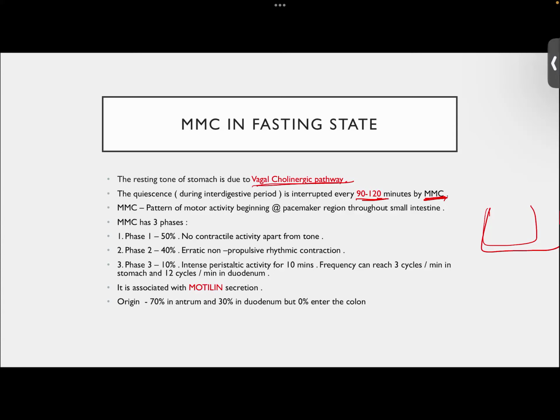Phase 1 is around 50% of it. There's no contractile activity apart from the tone. So in phase 1, all you have is the vagal tone. That's literally all you have. Okay. Phase 2 is the next 40%.